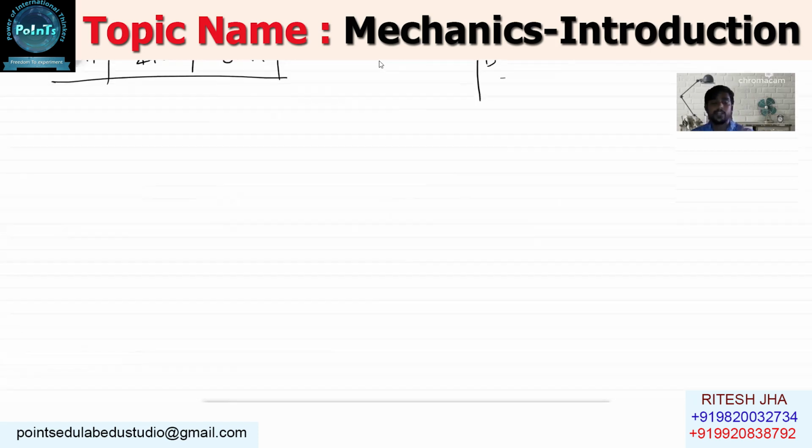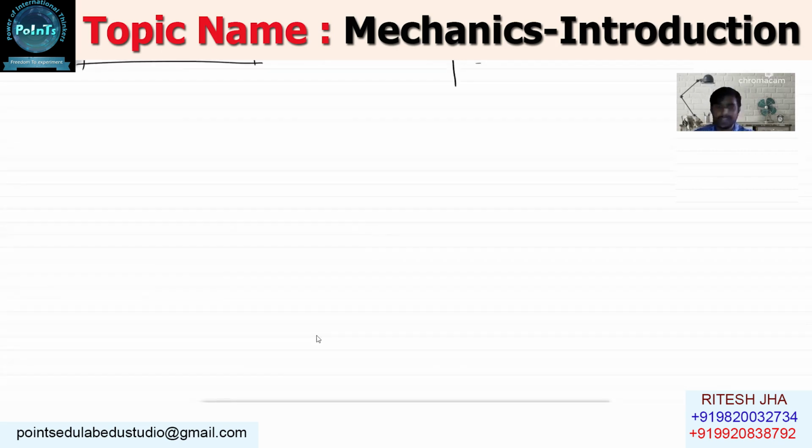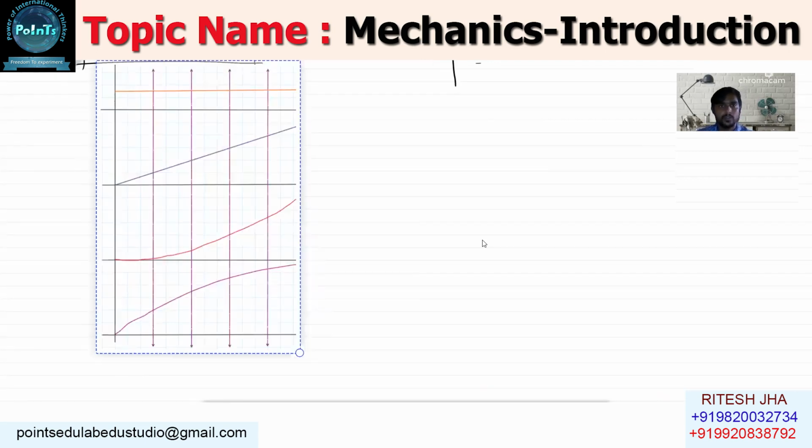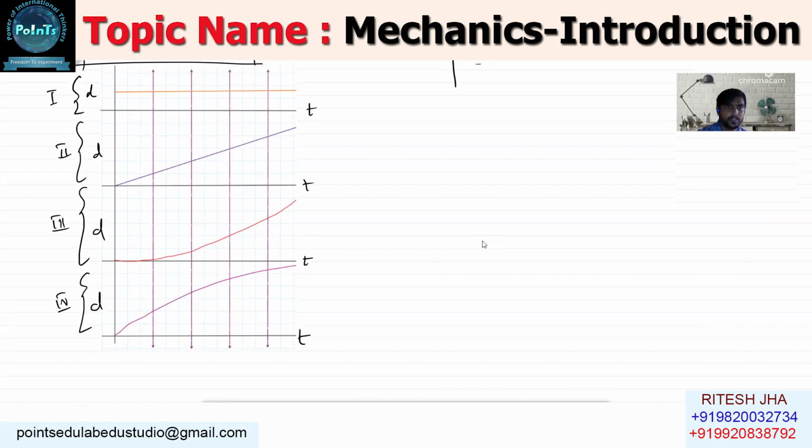Perfect. So now to understand this further, we need to have the graph analysis of distance versus time. Here in this graph, I'm actually showing 4 graphs. One graph, graph 2, here this is the third graph, and here this one is the fourth graph. All these are distance versus time. This is, let's say, for 1 second, this is for 2 seconds, this is 3 seconds, and this is 4 seconds.